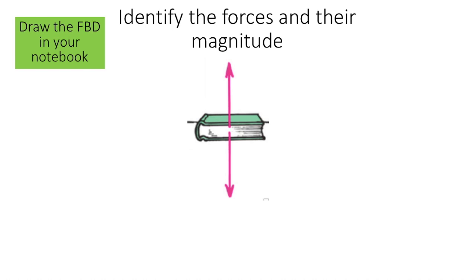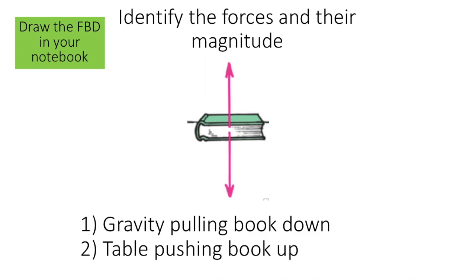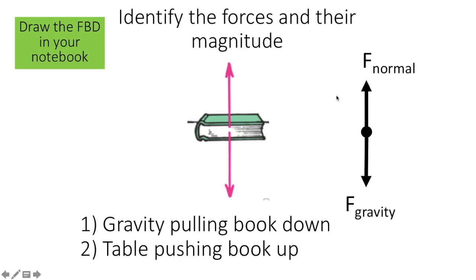All right, so when we're drawing a free body diagram, remember we have to identify what the forces are and to make sure that the magnitude or the lengths of the arrows are also correct. So we have gravity that is pulling down on the book in this direction, downwards, and then we also have the table pushing the book up. And so that is the normal force. So what you should have for a free body diagram is something that looks like this. Notice that the arrows are exactly the same because the object is just sitting there.